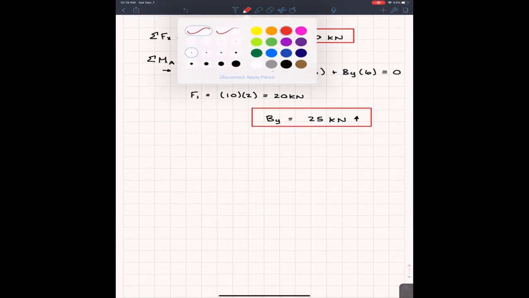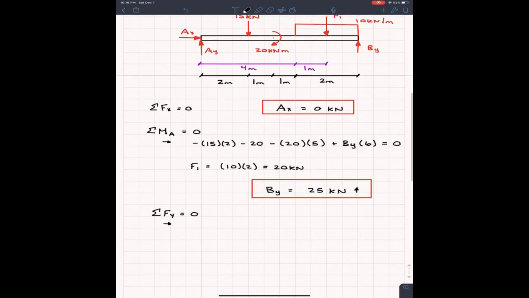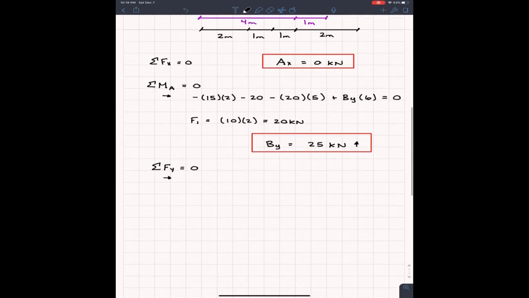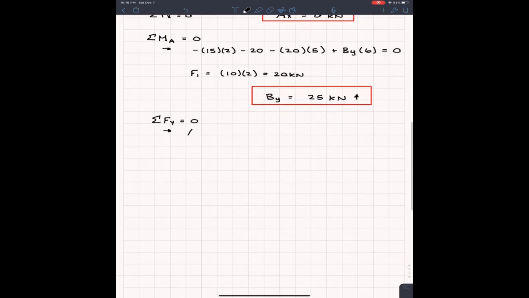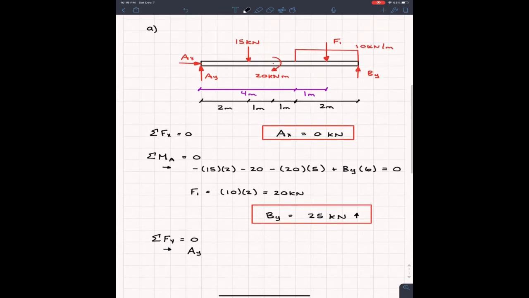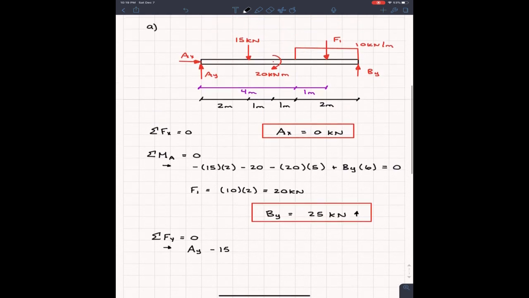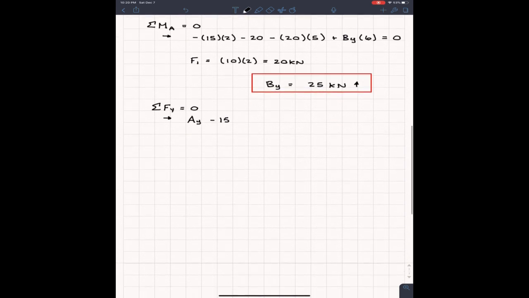So finally, we can come down here and end with sum of the forces in Y is equal to 0. So our last equilibrium equation. And it's not too bad because we're just going to go left or right. So we got AY at the very left-hand side. And we don't know AY yet, so we're going to just have AY. And going across, well, we got 15 kilonewtons going downwards. So minus 15. And if we keep going across, the next one that we run into is F1. And we see that F1 is 20 kilonewtons.